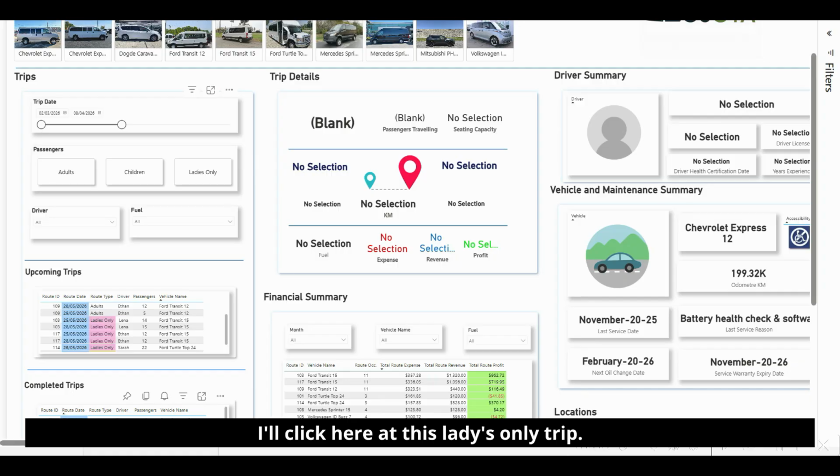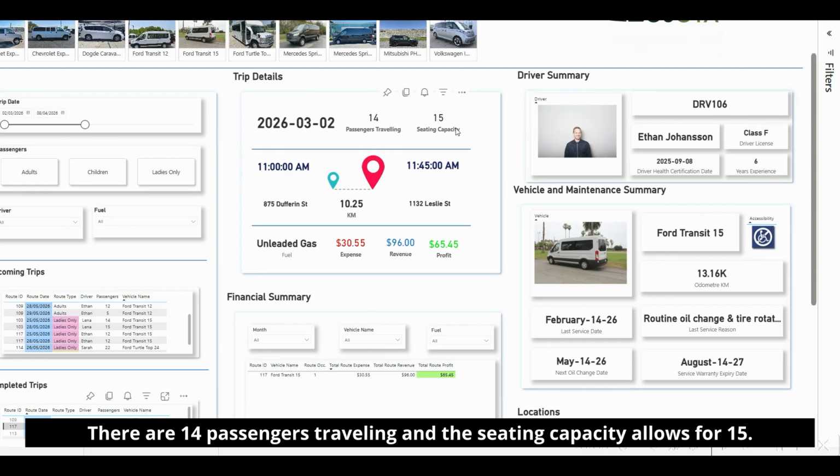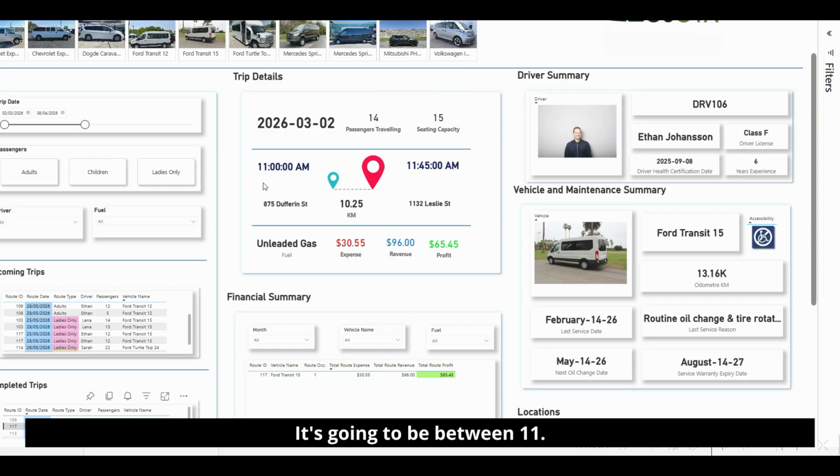So I'll click here on this ladies only trip. And we can see that this route is going to be on March the 2nd. There are 14 passengers traveling and the seating capacity allows for 15. It's going to depart at 11 a.m. at 875 Dufferin Street. It's a 10.25 kilometer trip and it should arrive by 11:45 at 1132 Leslie Street. And the type of fuel we're using is unleaded gas.